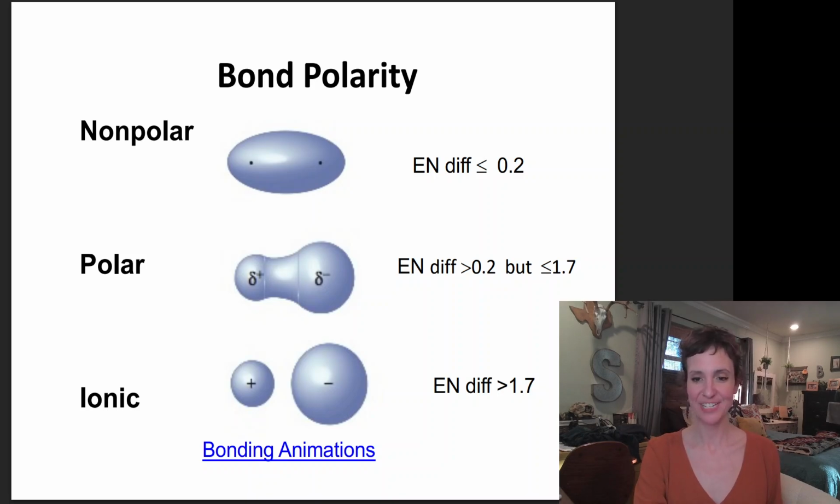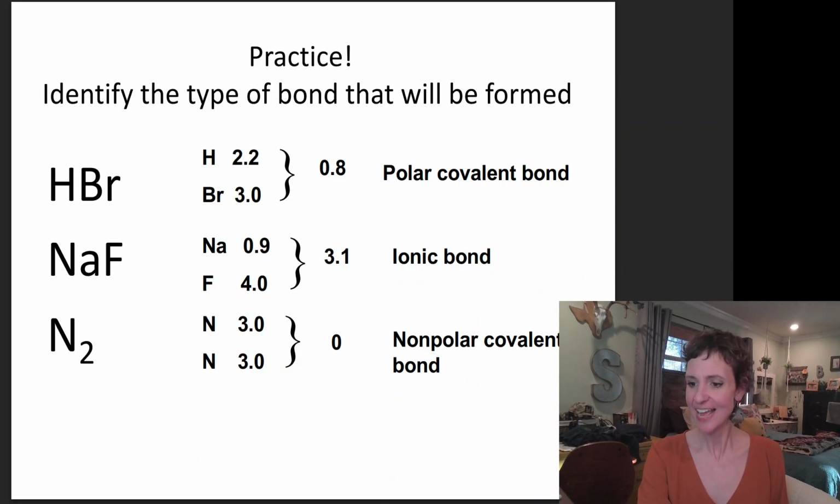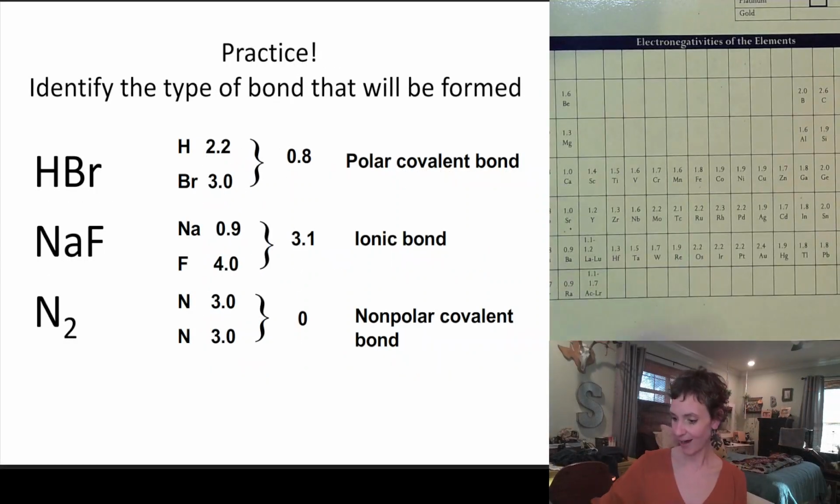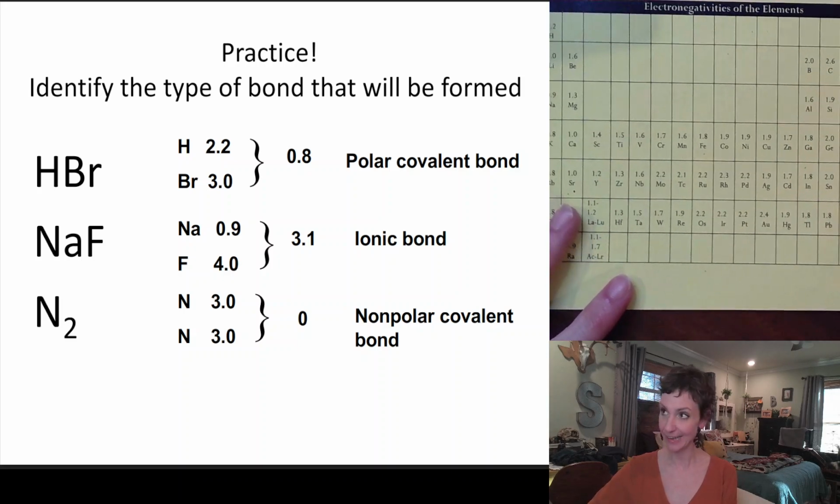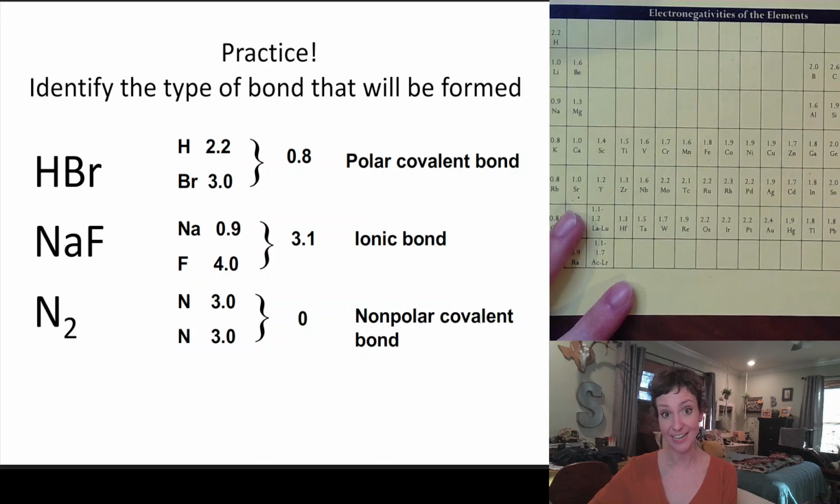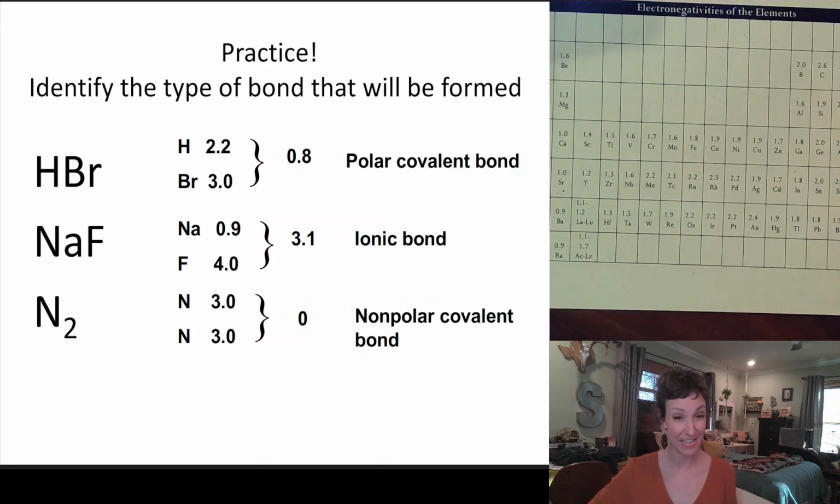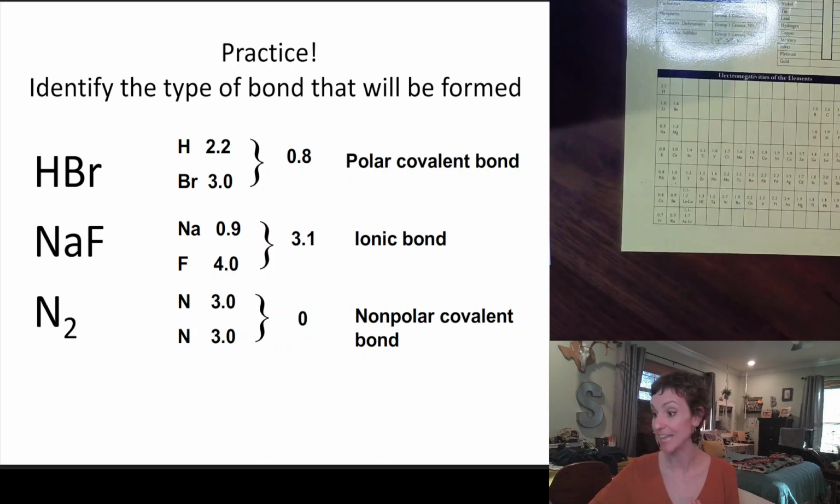I love that animation with the tug of war. I think it really drives home the point of what an equal sharing or an unequal sharing of electrons looks like. Okay, so now we got some practice. Like I mentioned, we have our chart of electronegativities on the back, and I can use this to calculate my difference in electronegativity, and based on those threshold values I've given you, identify which of my 3 types I am.